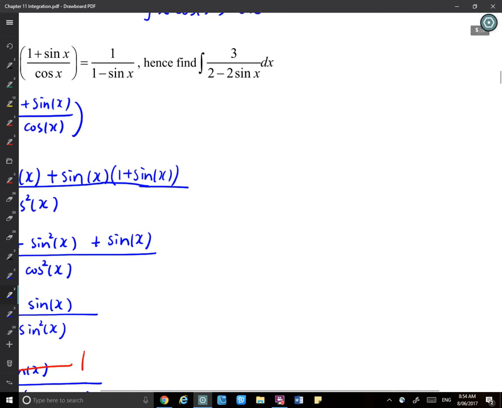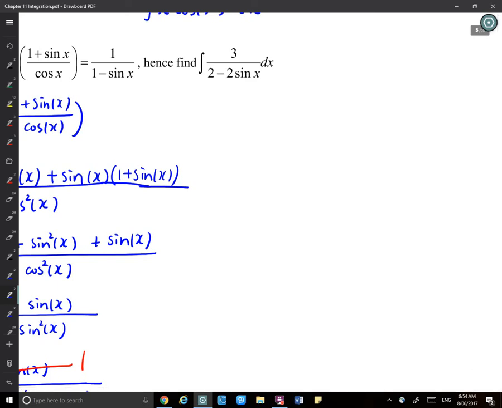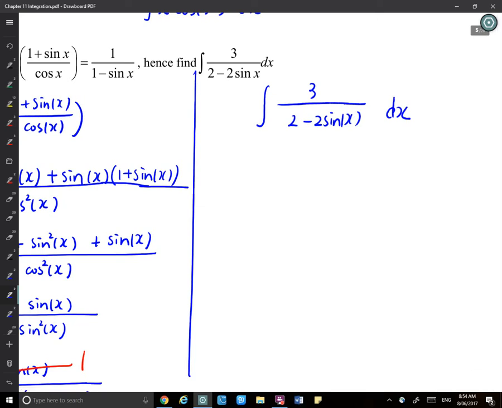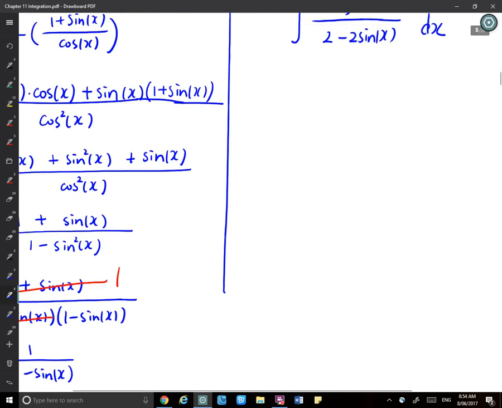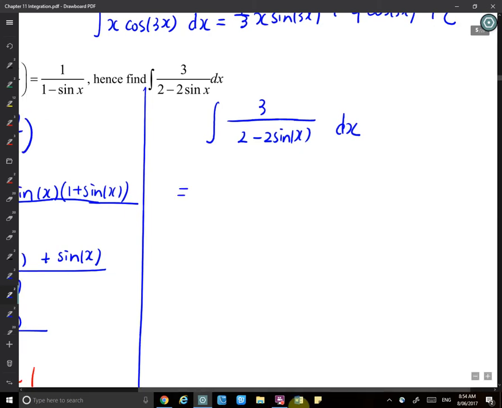Let's have a look at what it's asking. It's asking me to find the integral of that. Can you see it looks quite similar to what we got already? But what's the factor in the front? You can take a 3 out, right? But how about the bottom? What we have on the bottom is 1 minus sine, but here we have 2 minus 2 sine.